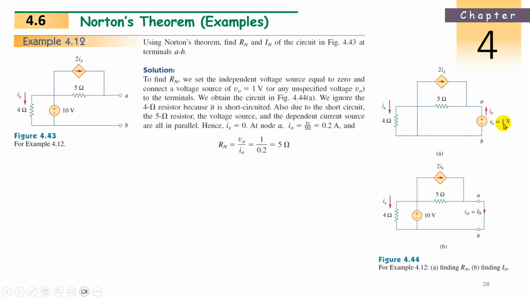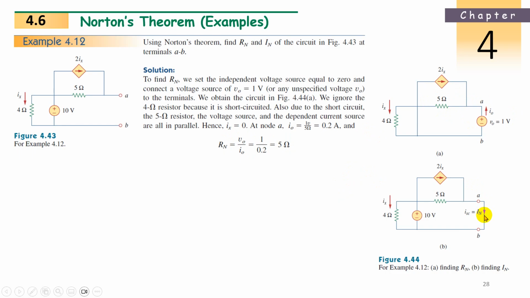Now the current I0 is equal to 1 volt, what we are giving, divided by this 5 ohms. So 1 divided by 5 ohms is nothing but 0.2 amperes. Once 0.2 amperes is the current, what is RN? It is V0 divided by I0, that is 1 divided by 0.2, that is 5 ohms. So this 5 ohms is your resultant Thevenin or Norton resistance.